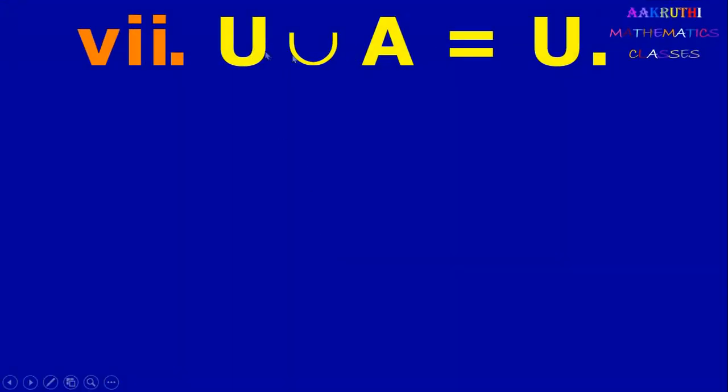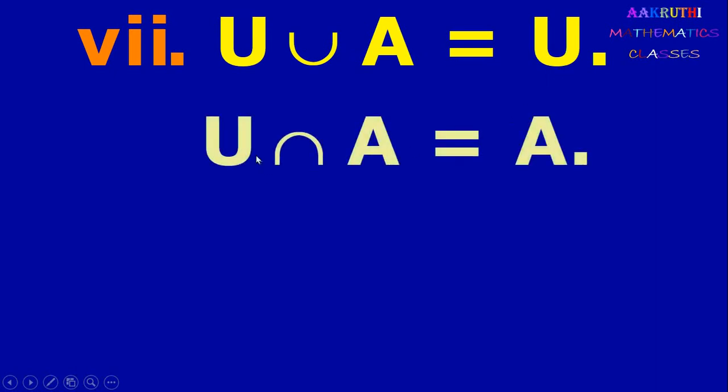U union A. U is the universal set and A is any subset. When we take union, always you will get a bigger set. So U union A is U only. Then U intersection A, it is A. When we take intersection, always we get a smaller set. So here we get A only.